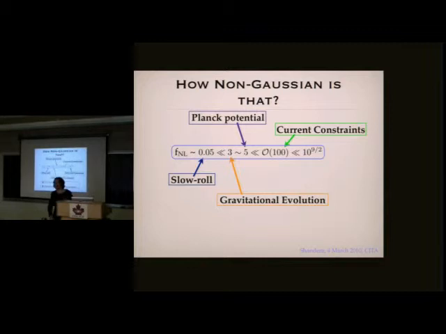Evolution, you mean late time gravitational evolution. Yeah. So not primordial in the sense of what's generated during inflation, but, you know, on large scale, it would be so large.